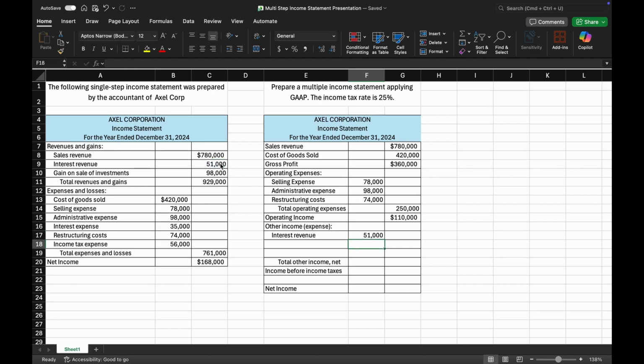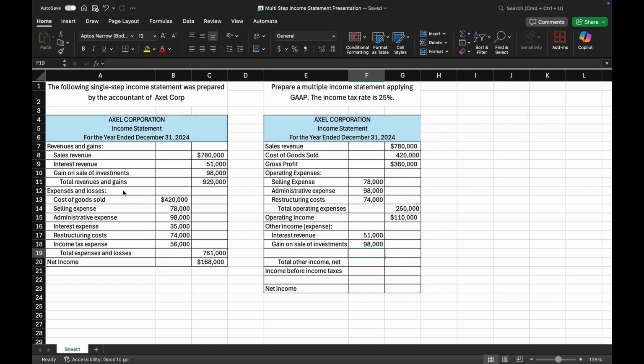$51,000. And then the next line item we see on the single step income statement is gain on sale of investment. This is also non-operating income, so we can transfer that over to this section. So gain on sale of investment, and then as we can see, it has an account balance of $98,000, so transfer that part over, and there you go.